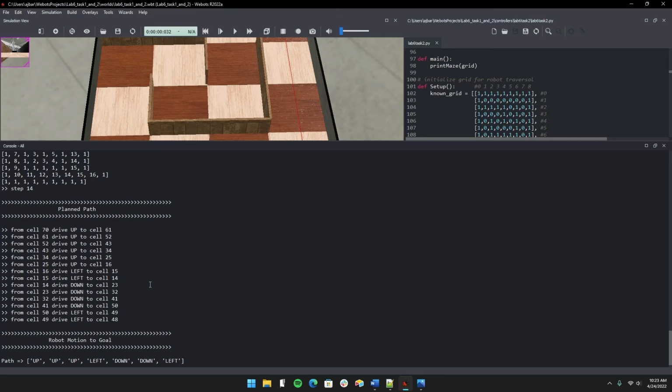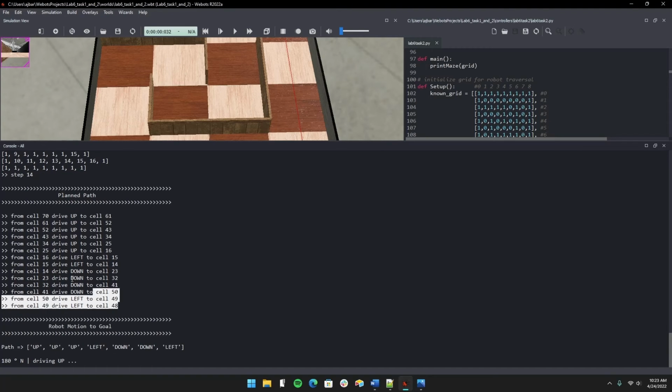Then it starts finding the shortest path by starting at the goal and seeing which neighbor has the lowest value and moving there all the way up until it gets back down to 2. This here is the path that printed out the steps that I mean.